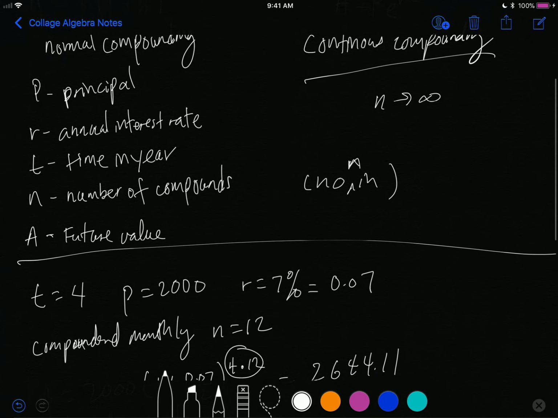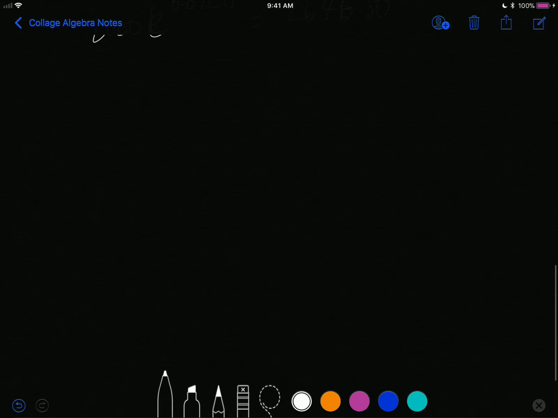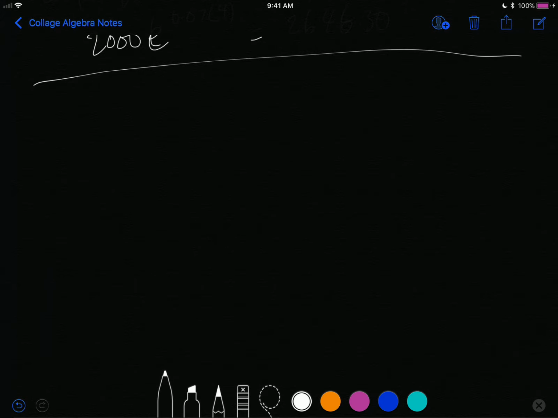Okay, the next question that we'll attempt to answer is how long will it take your money to double if the interest rate is 9% compounded quarterly and then compounded continuously? So it says how long will it take your money to double? Well, it doesn't tell us how much money we have, and so we will just use a placeholder.